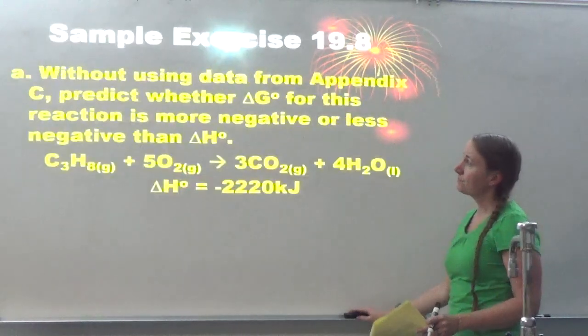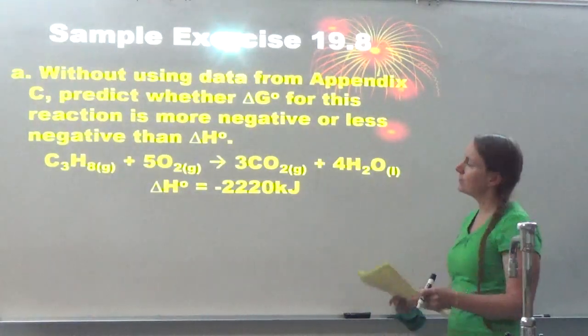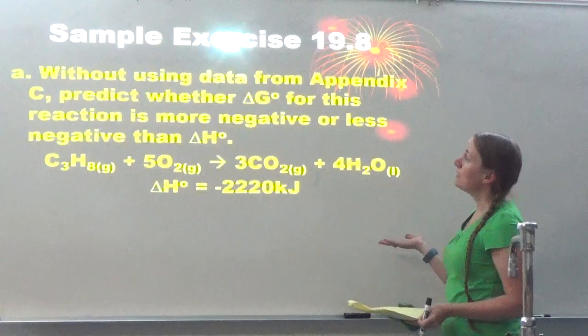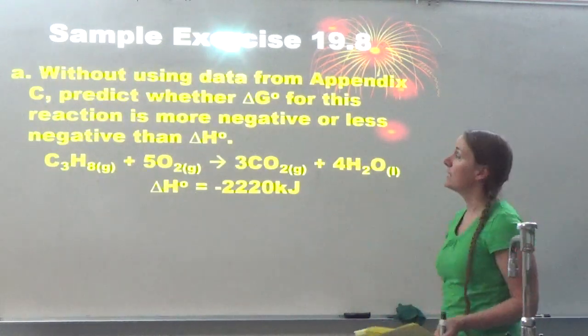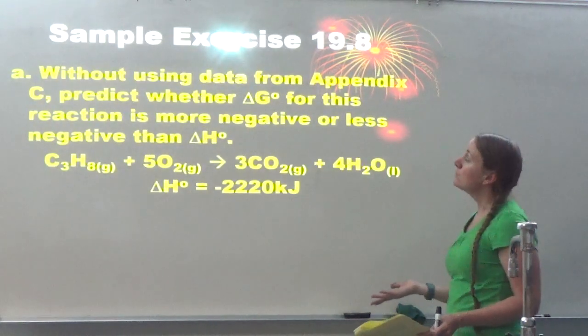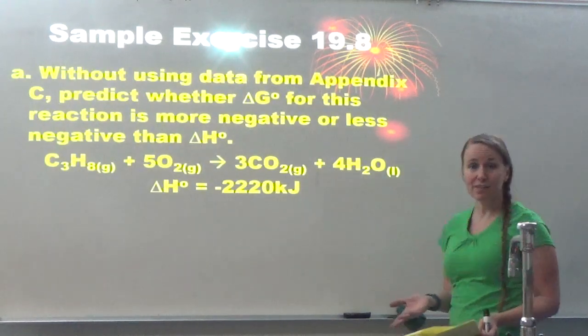All right, so let's look at our next sample exercise. It says, without using data from Appendix C, so for once we're not going to use that, predict whether delta G for this reaction is more negative or less negative than delta H.